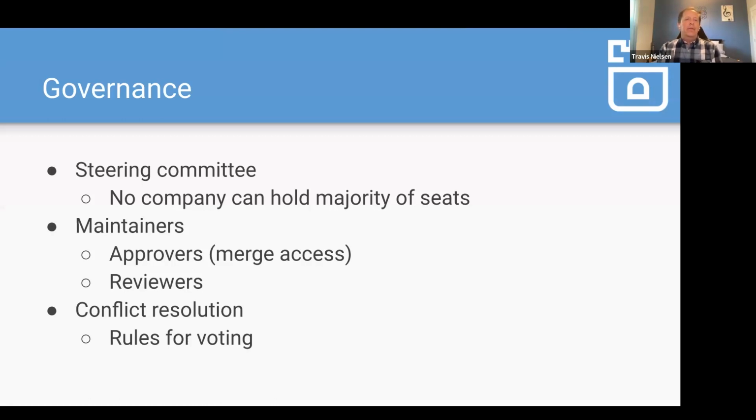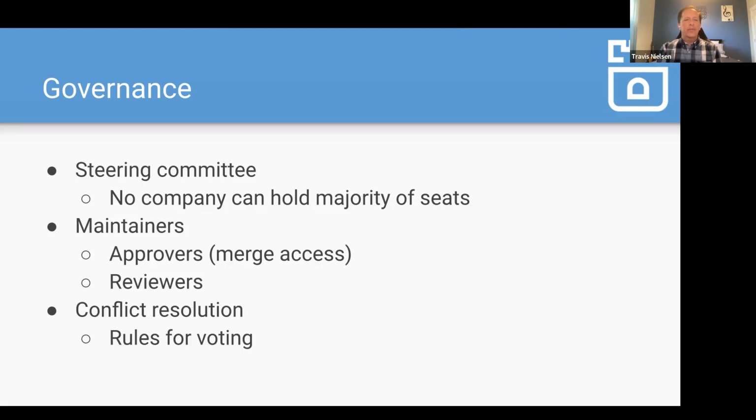For maintainers, we do have two categories. We call them approvers, those are the ones that have merge access, and then reviewers are those that the approvers can merge after they've reviewed them. And we update those periodically. Sometimes maintainers move to emeritus status, or sometimes we have newer maintainers who've been really active on the project for a while and are trusted members, so we have a process to officially promote people to maintainer status.